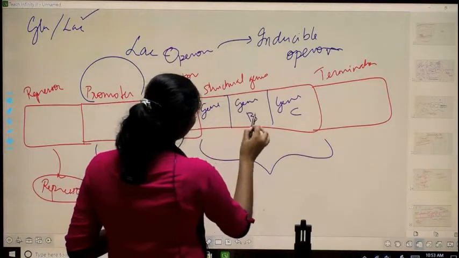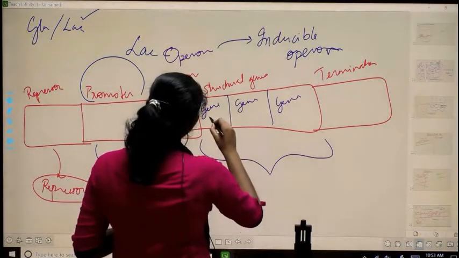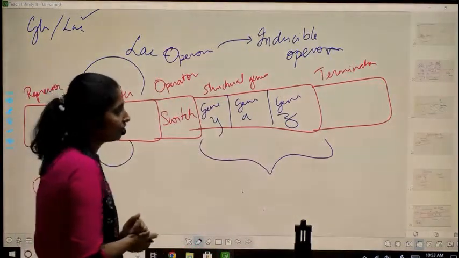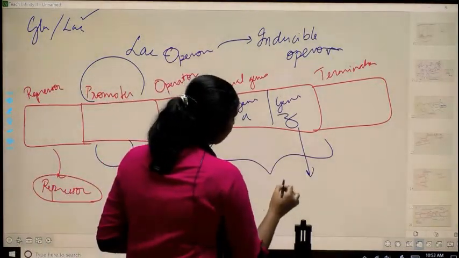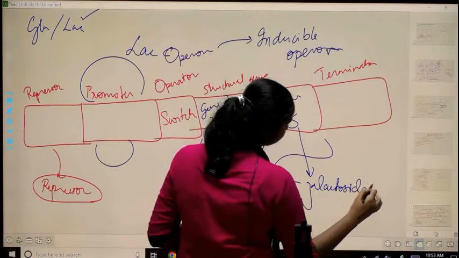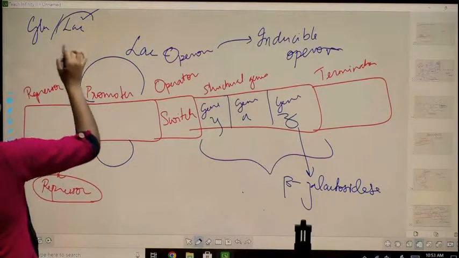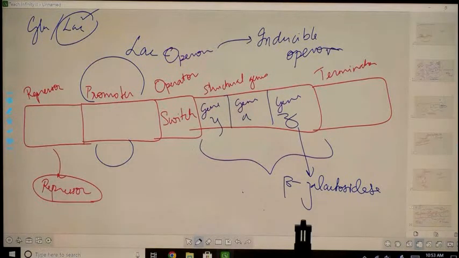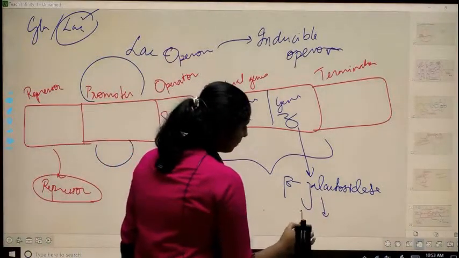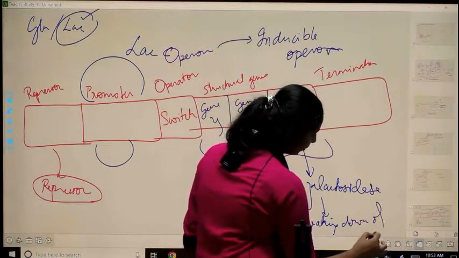In the case of the lac operon, we have 3 genes: Z, Y and A. Gene Z is going to code for beta galactosidase. Beta galactosidase is going to break down your lactose molecule into galactose and glucose. This one is responsible for the breaking down of lactose.